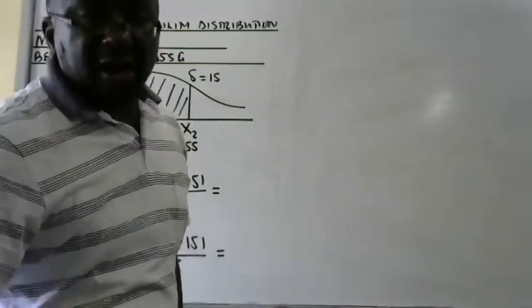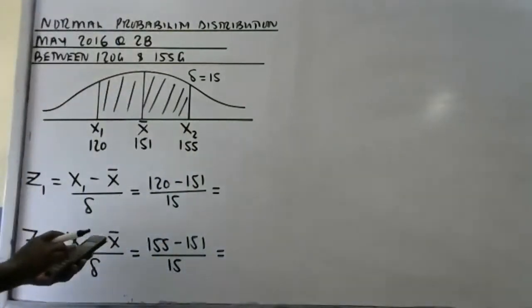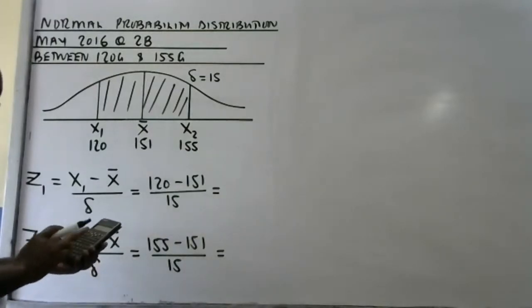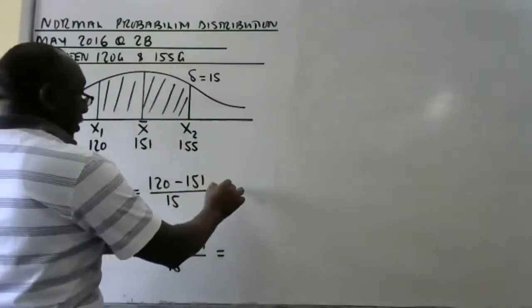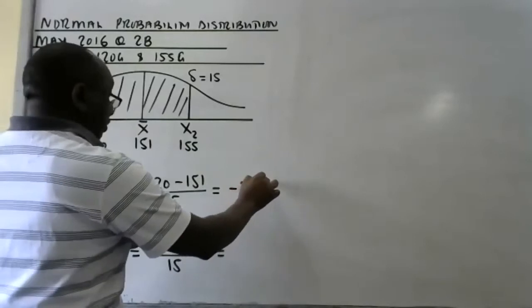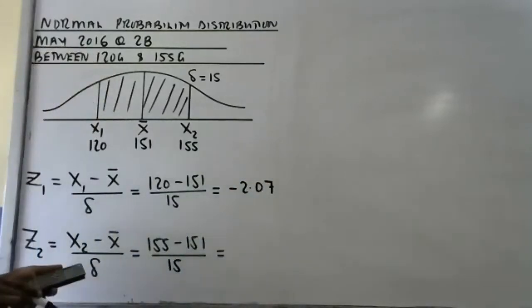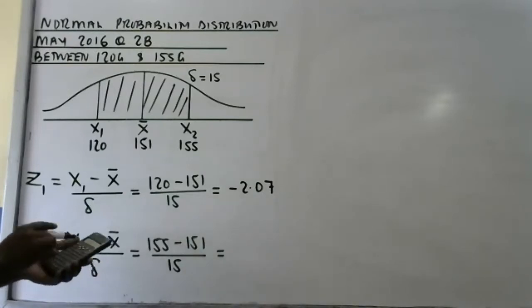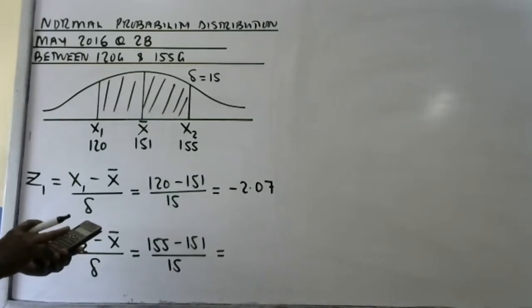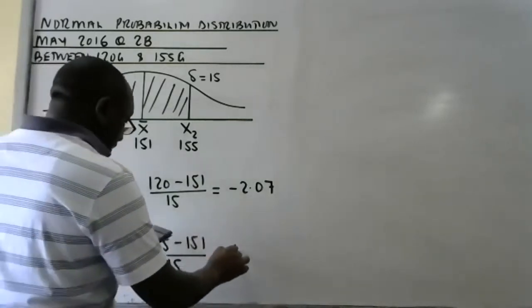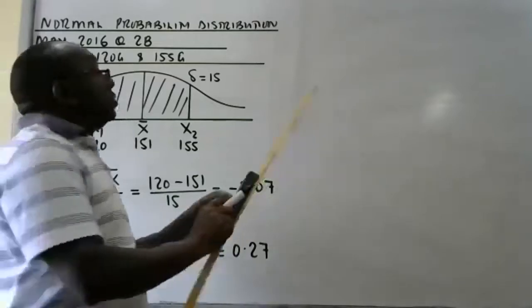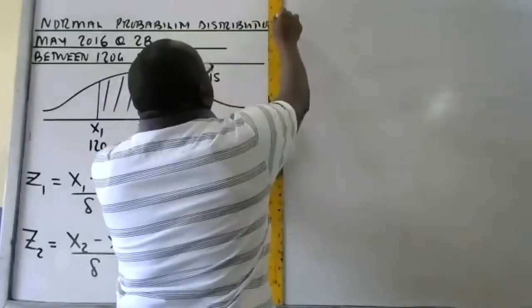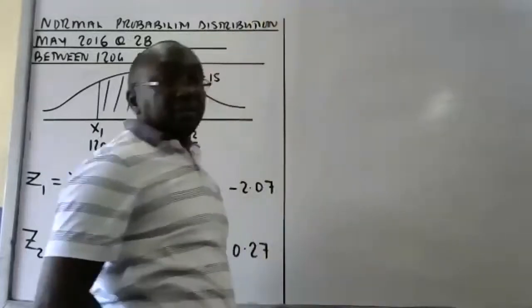And these values are always expressed in two decimals. So I'm going to have 120 minus 151 divided by 15. It is minus 2.07 when you express to two decimals. And then 155 minus 151, you divide by 15. It is 0.27. Once again, when you express it in terms of two decimals.